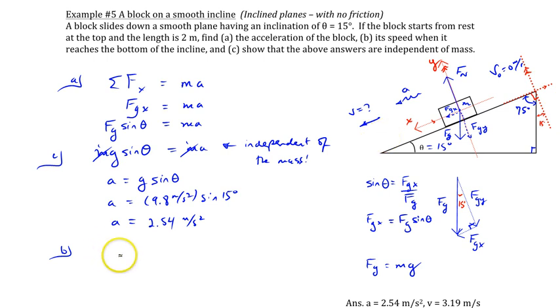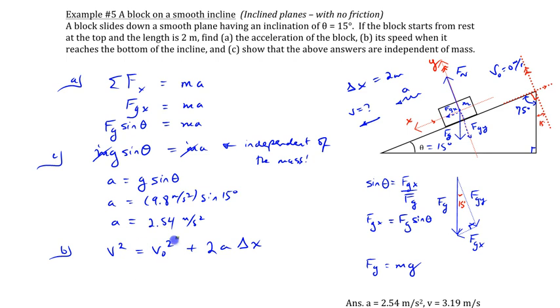So we know the initial speed is 0. We now know the acceleration is 2.54 meters per second squared. And we know that it slides a distance of 2 meters. So we know that delta x is 2 meters. That's along our hypotenuse of our incline. So what equation do you think we're going to need to use? This one. The final speed squared equals the initial speed squared plus 2 times the acceleration times the displacement.